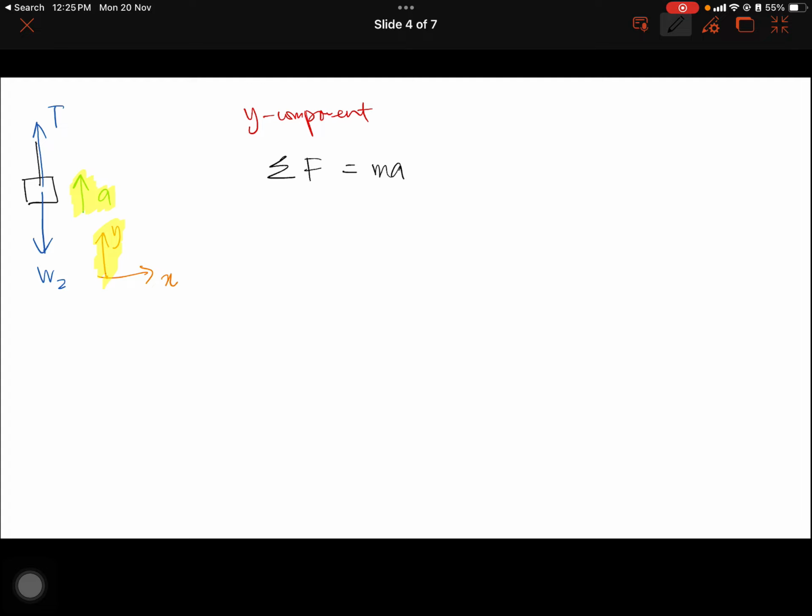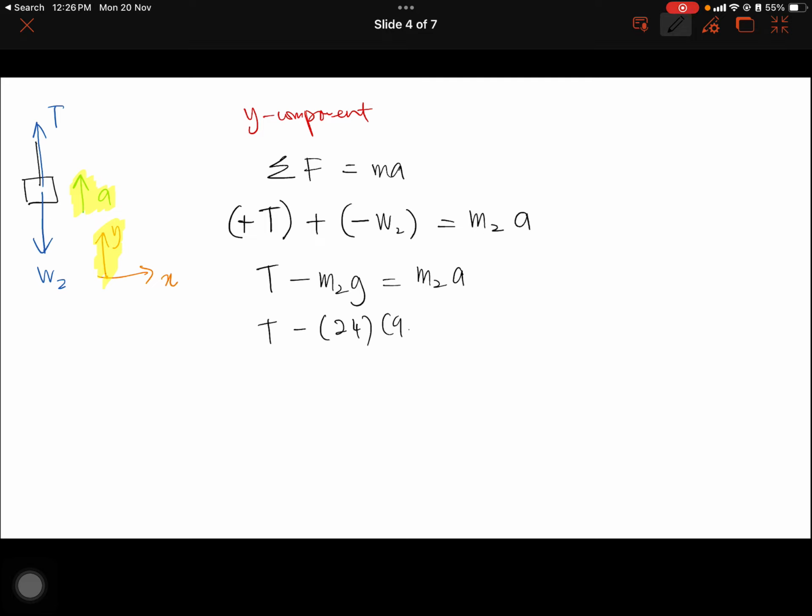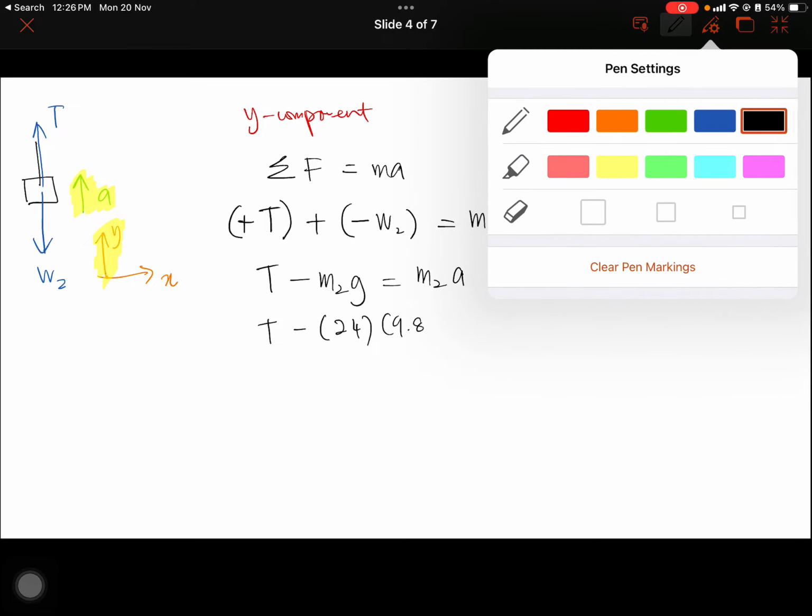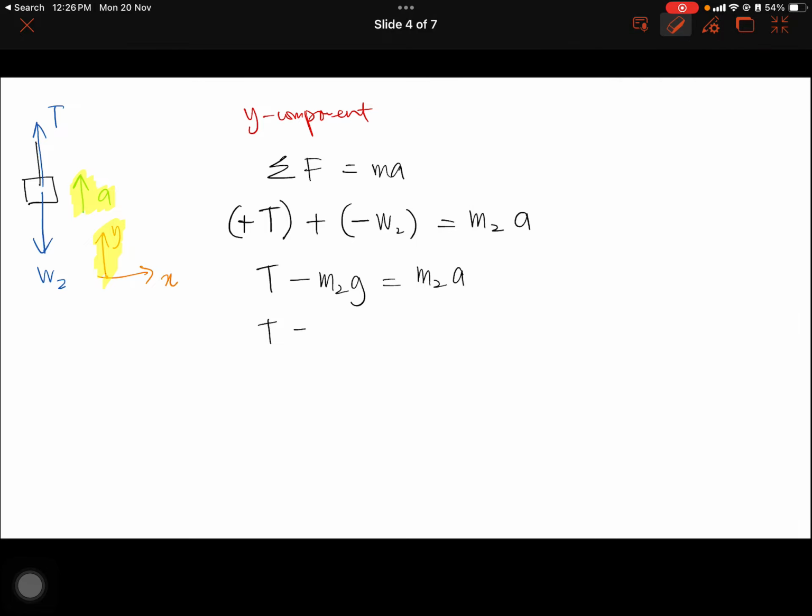There are two forces here. Tension, we put positive because it is upward, plus W2, which is downward, so we put negative. And the acceleration is also positive because it is upward. Afterward, we put T minus m2g is equal to m2a. Mass 2 is only 8 kilograms, so we put T minus 8 times 9.81, and it is equal to 8a.